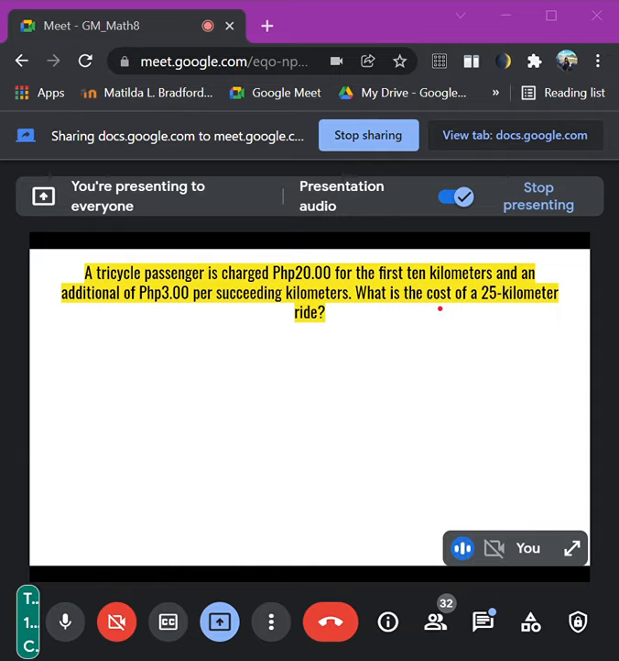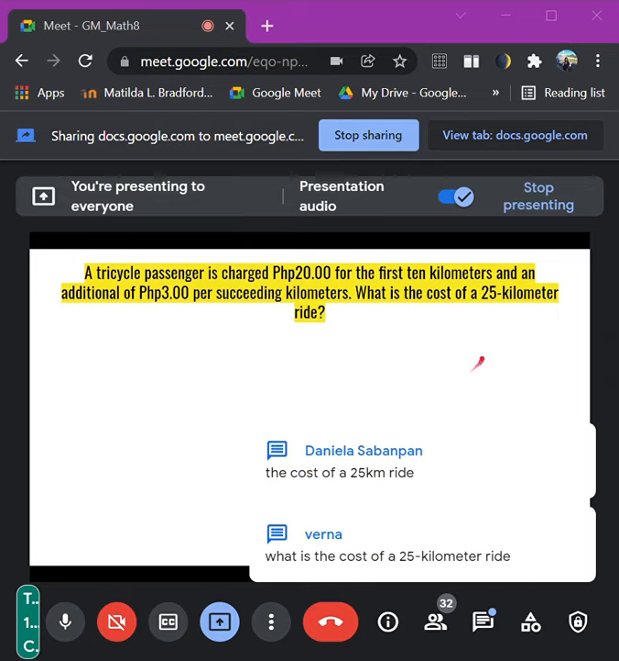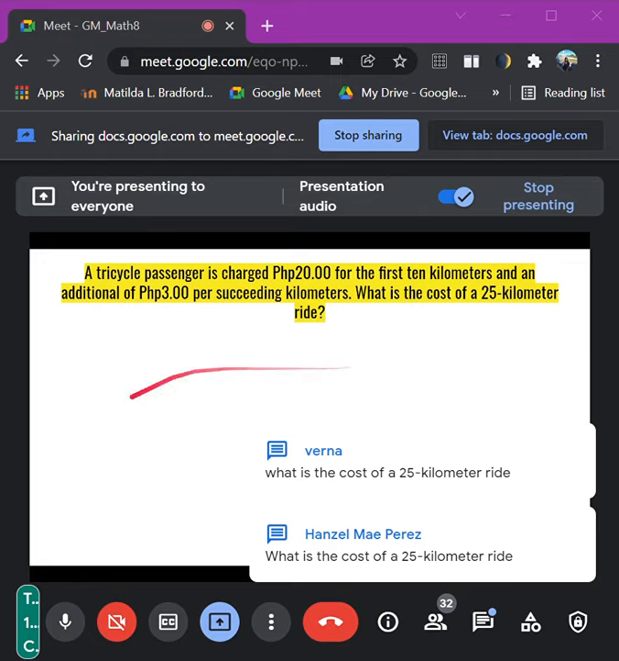Okay, now this time, what is asked in the problem? Since nakuha naman na nato yung given, 20 for the first 10 kilometers and then 3 pesos for succeeding kilometers. So, what is our ask? Okay, the cost of a 25 kilometer ride.